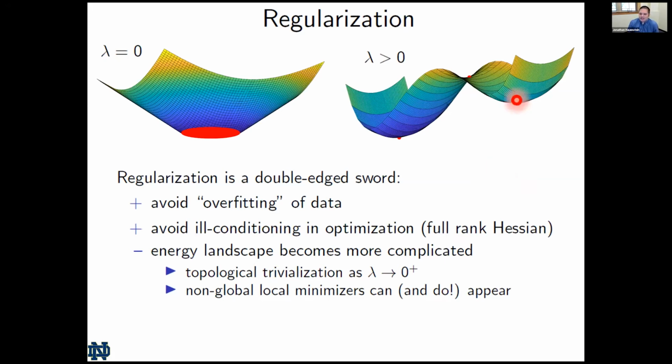The problem is when you're trying to train your network, you can get stuck at these bad minima when you use regularization. There are non-global local minima that can and do appear when you use regularization. So you have to be careful about this. You're trying to make things nice so Newton's method converges, but at the same time, you're adding so many extra critical points that your optimization can get stuck.